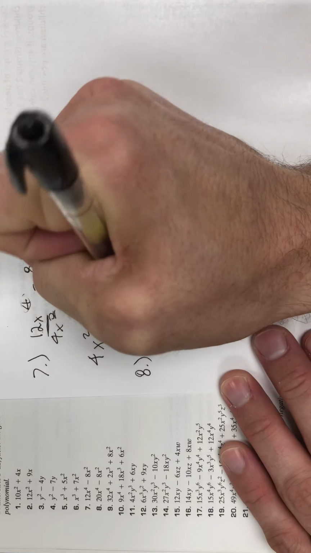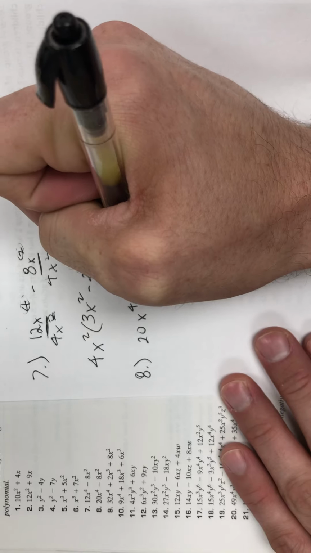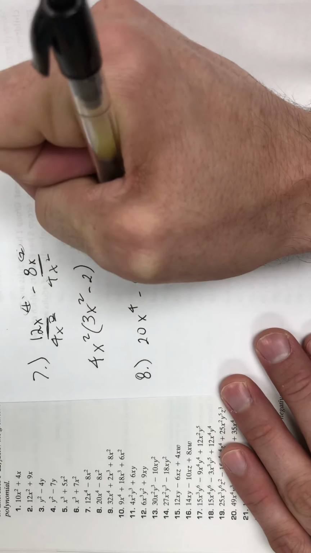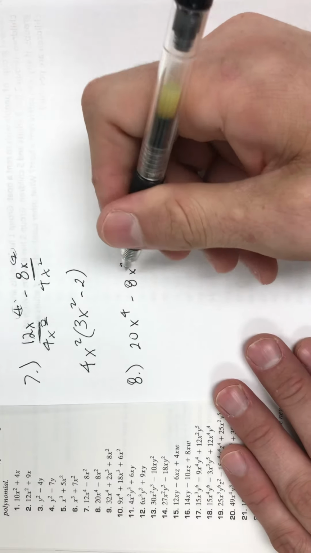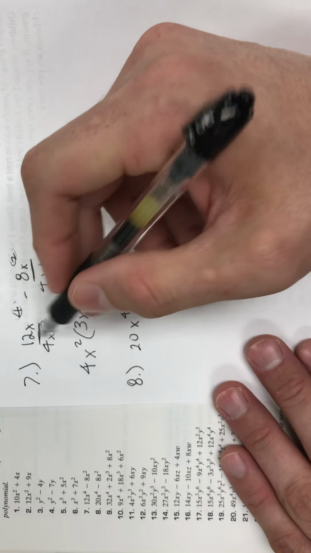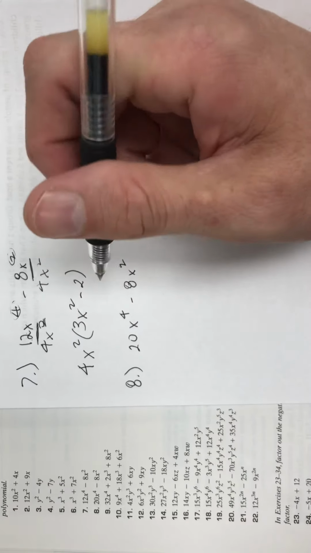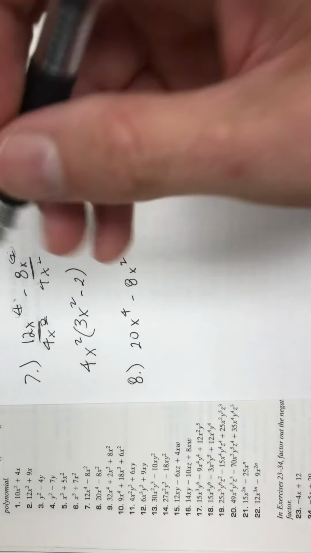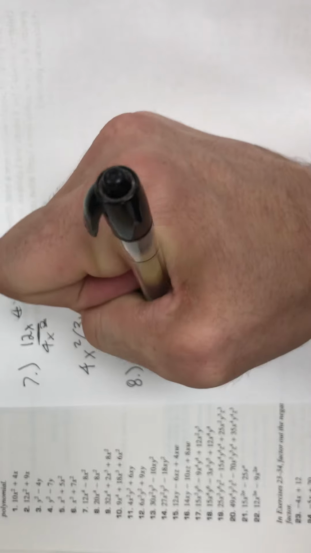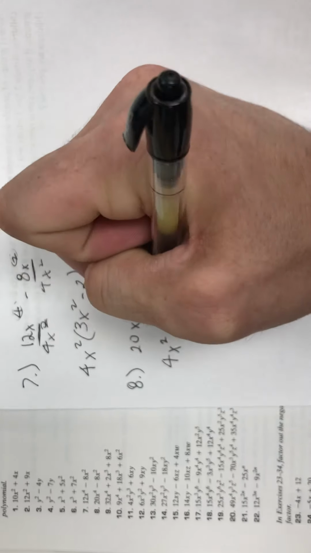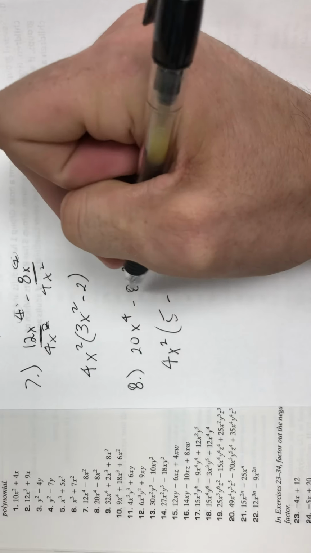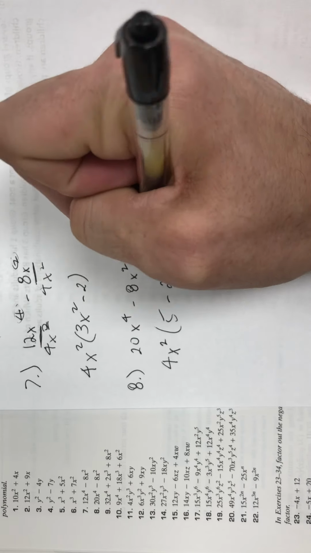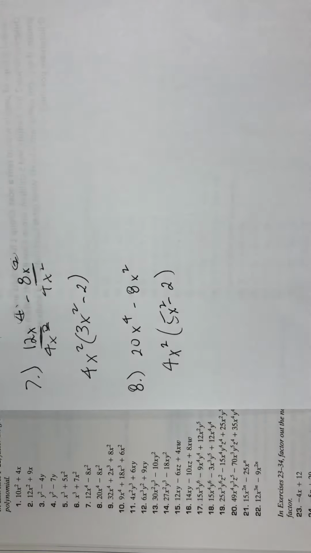Number 8 is 20x to the 4th minus 8x squared. Okay, well, once again, the only thing that changed here is instead of 12, we have a 20. So it's basically the same exact thing. We divide out the 4x squared. So 20 divided by 4 is 5. And 8 divided by 4 is 2. And then I just have to put my x squared there.